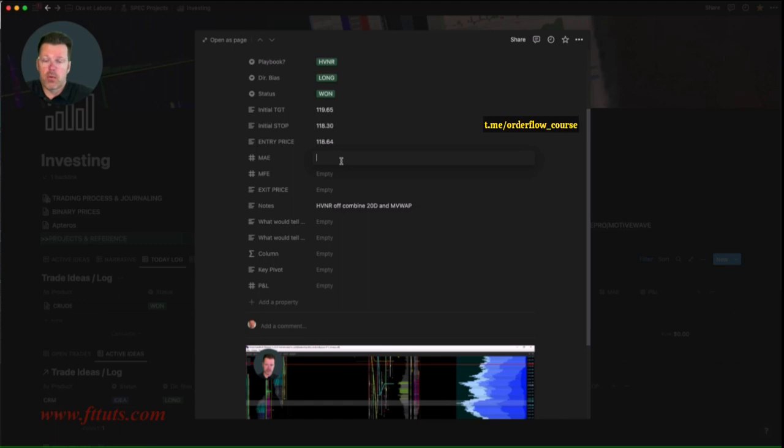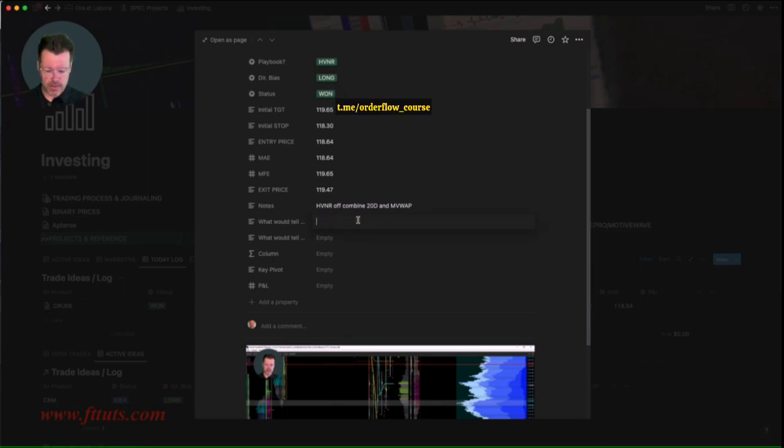Well, there was none. I mean, it just went. So that was where I entered at 118.64, and the max favorable excursion was 119.65. So it went right there. For the exit, I actually hit it and then was trying to wiggle a little bit more. I actually got 119.47, I believe, was the exit.